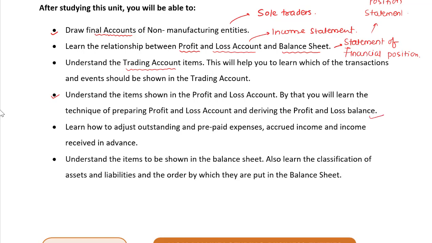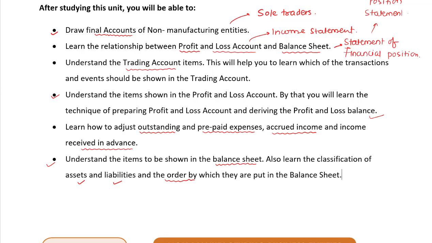Learn how to adjust outstanding and prepaid expenses, accrued incomes and income received in advance. Understand the items to be shown in the balance sheet, that is assets and liabilities. Also learn the classification of assets and classification of liabilities, and the order in which they are put in the balance sheet.